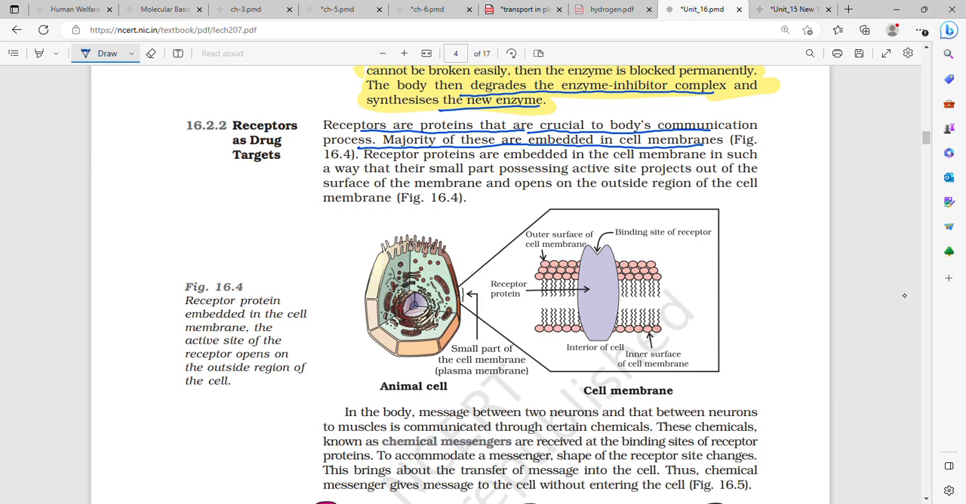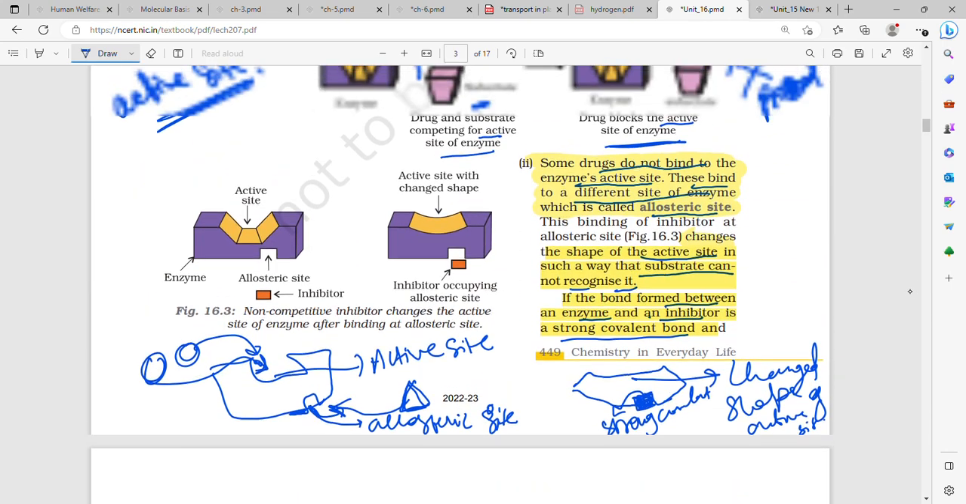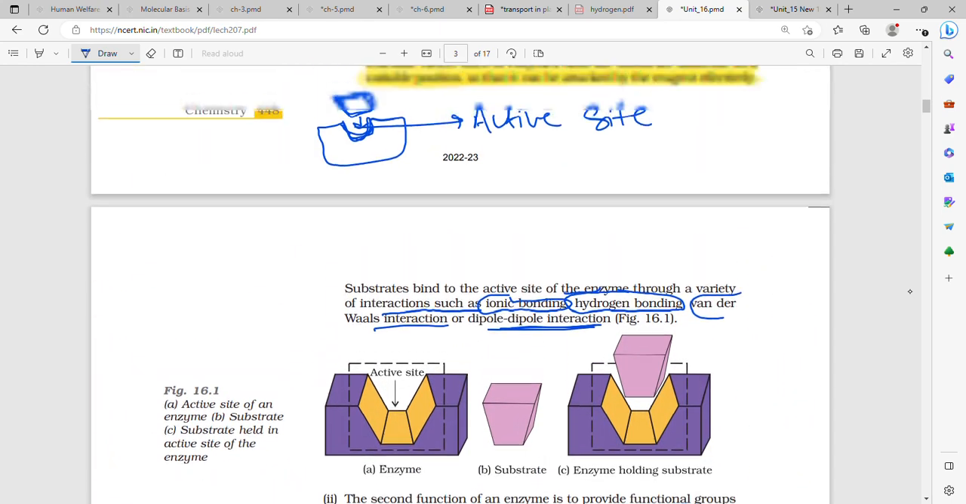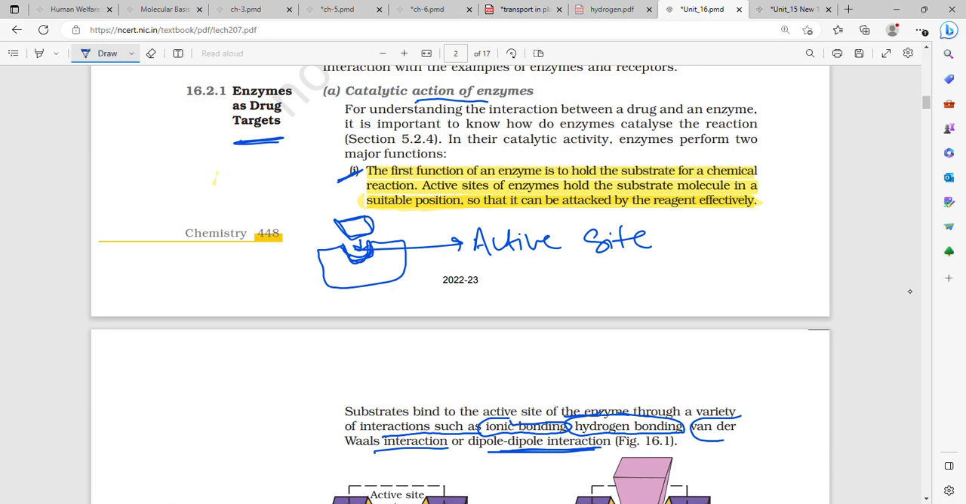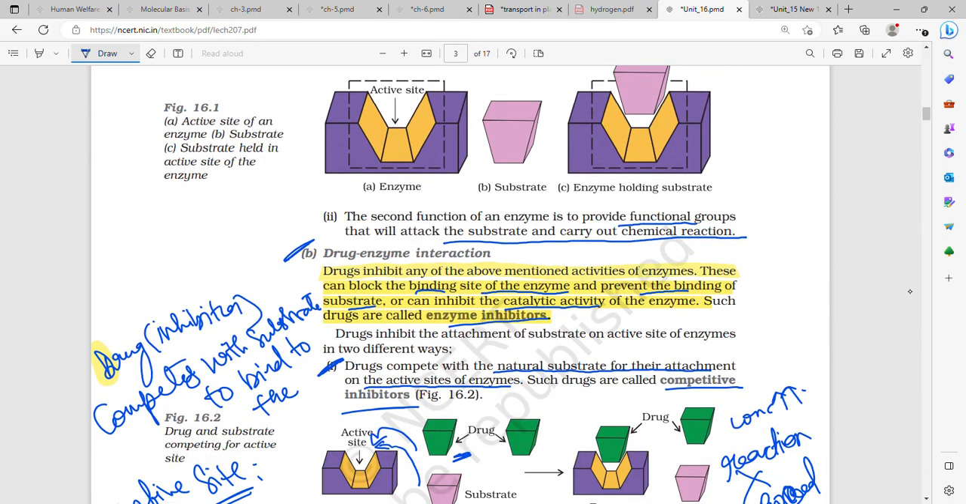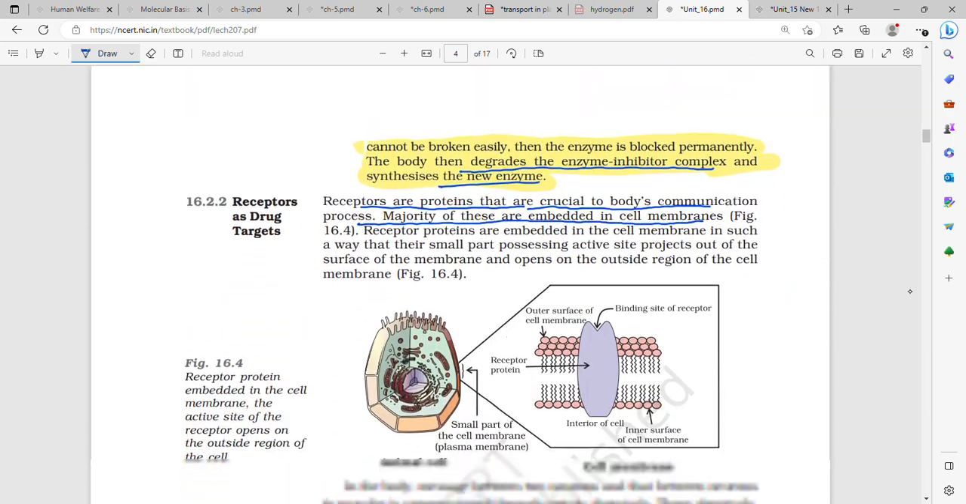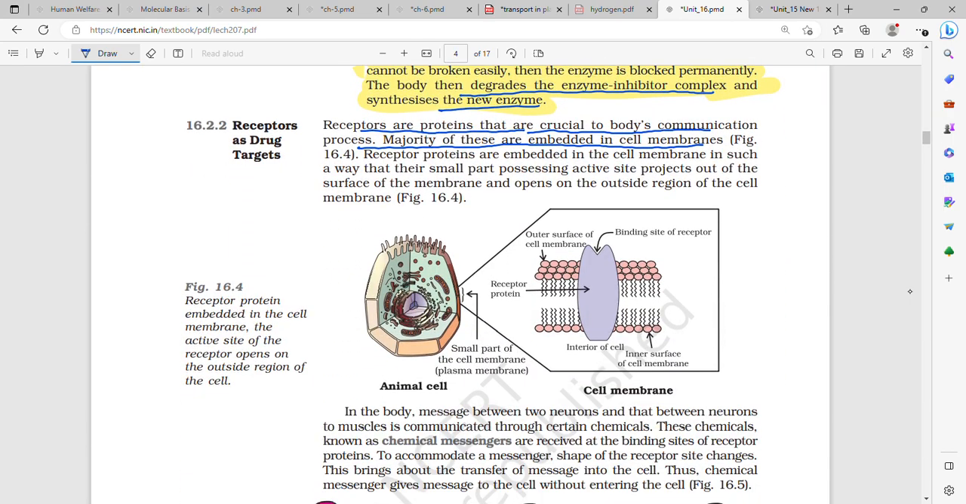So now, receptors as drug targets. First we saw enzymes as the drug targets, how the drugs target the enzymes. Now we will see how the drugs target the receptors. So receptors, what are receptors? Enzymes were proteins which were biocatalysts in our body.